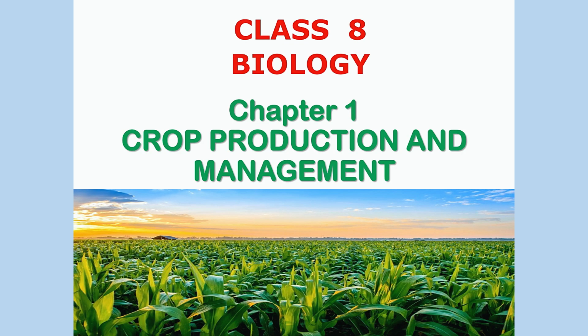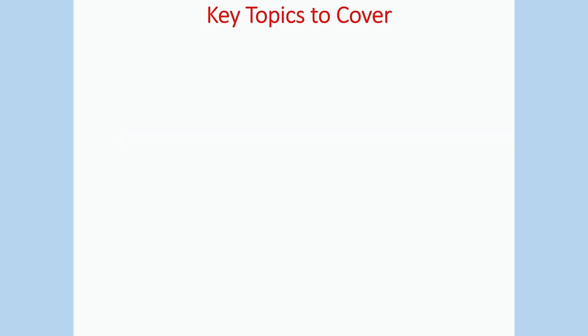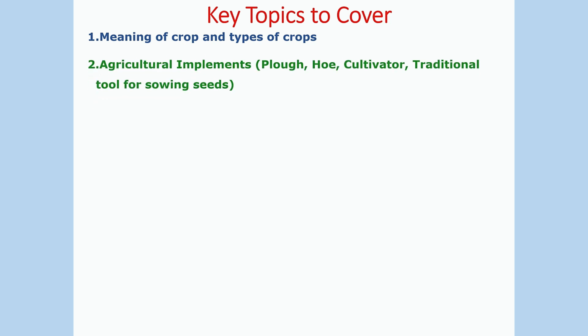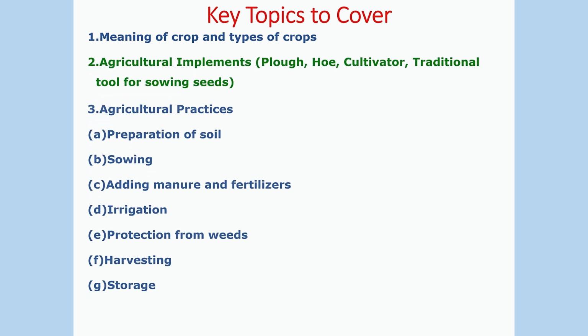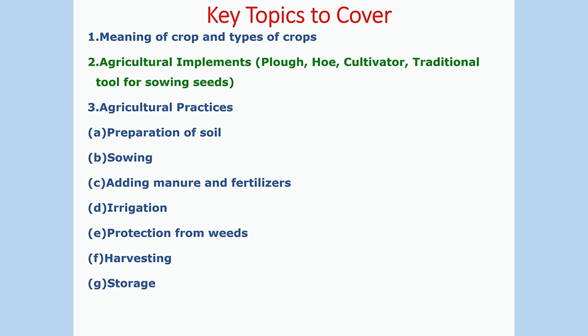Today, let us begin with the first chapter in biology for class 8, crop production and management. These are the topics we need to cover: meaning of crop and types of crops, agricultural implements, agricultural practices, food from animals. So let's start the chapter.